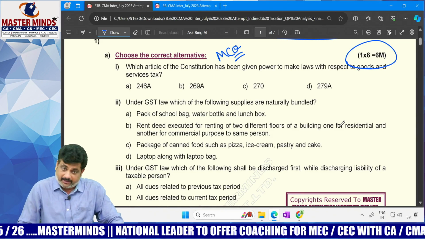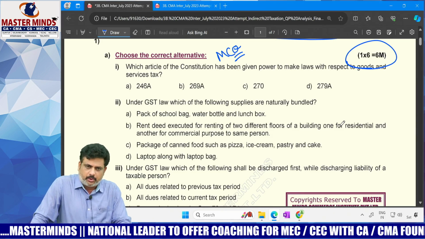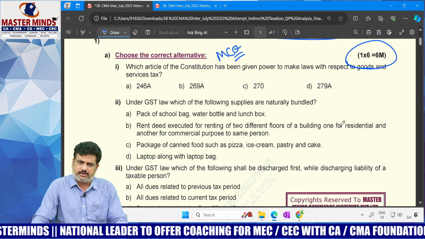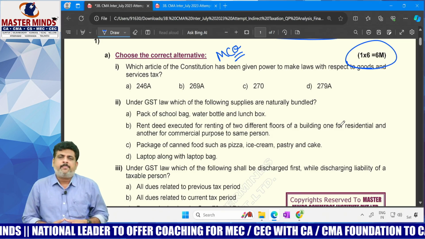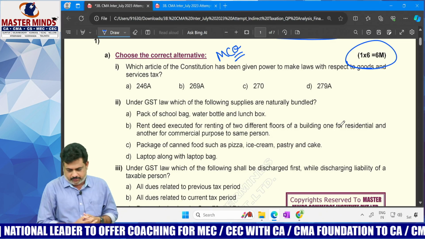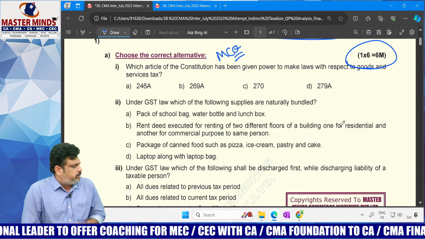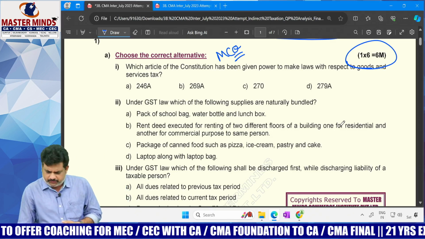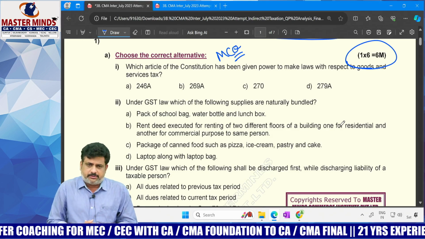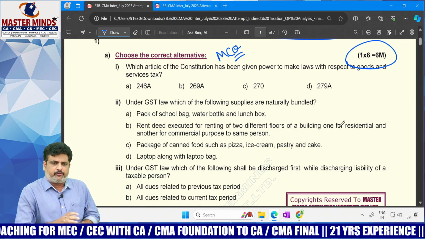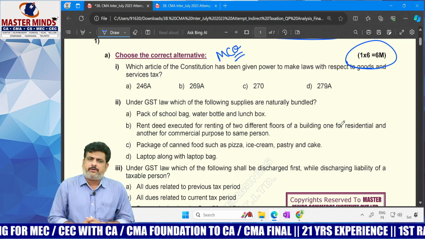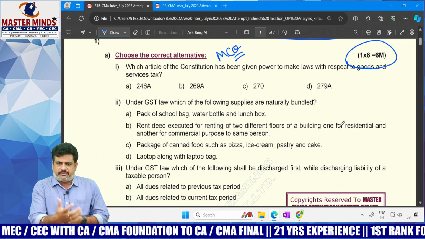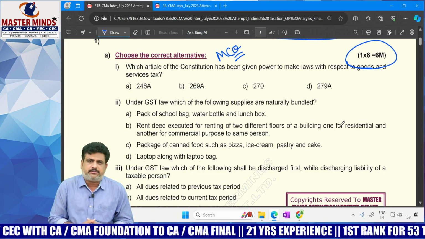But in the new pattern, I think the majority of the questions will be MCQs, as far as my knowledge is concerned. In the future, more of the questions that are asked will be in the form of MCQs. If you observe the MCQs here, they are more of a straightforward kind.